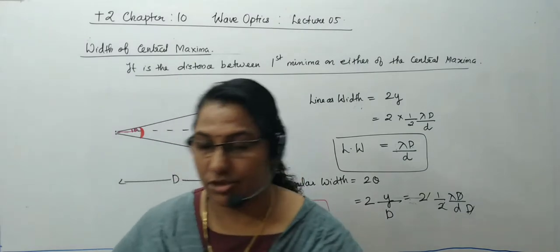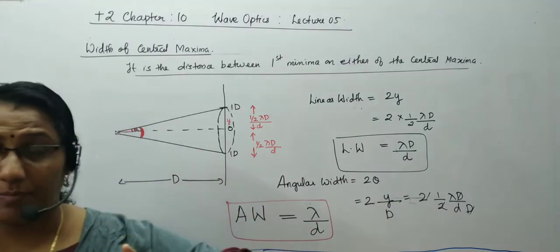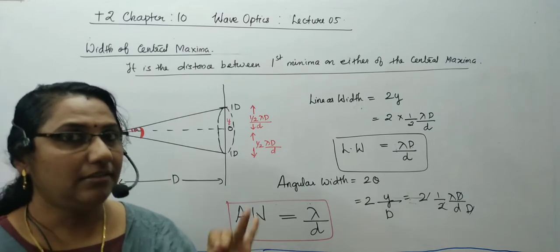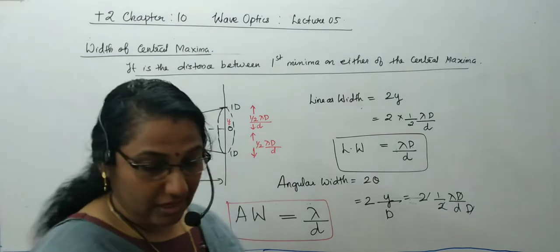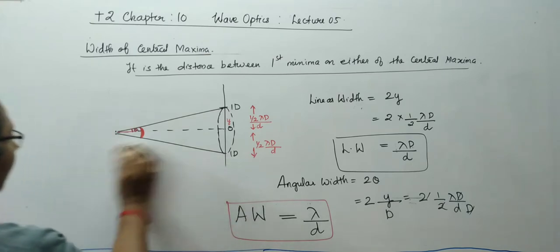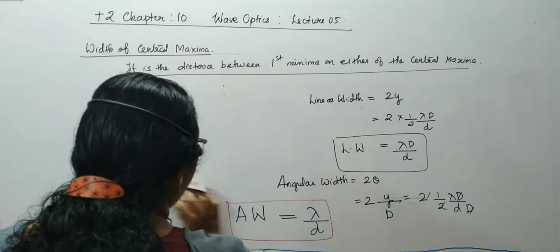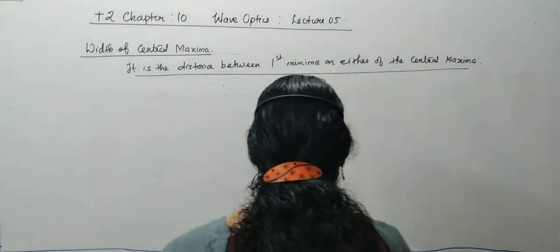Clear? So in the last class, this was the continuation of the first part of Young's double slit experiment, where we discussed the experiment in detail. Now the remaining topics: the first topic, the intensity versus distance graph, and the second one, the width of the central maxima, linear width and angular width. Is it clear now? So this is our Young's double slit experiment.